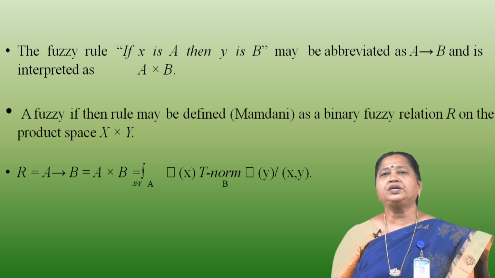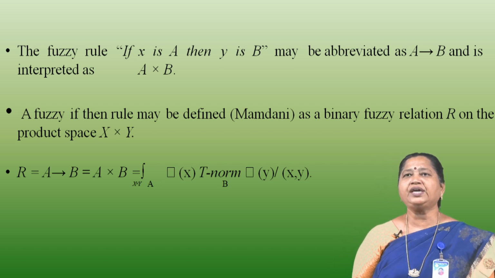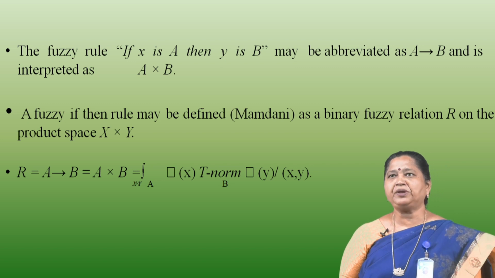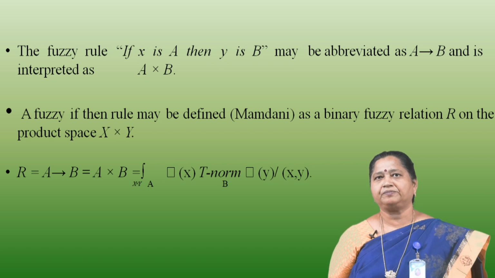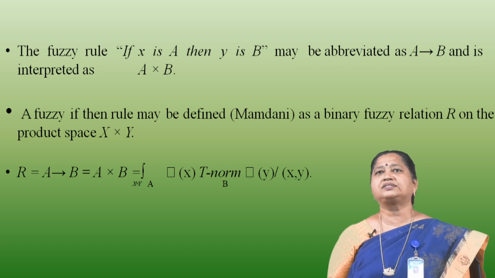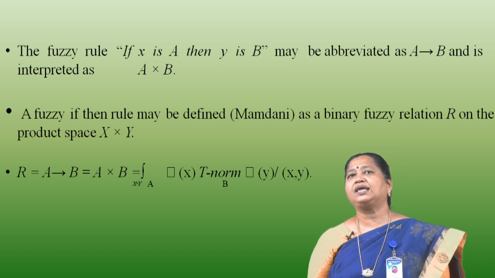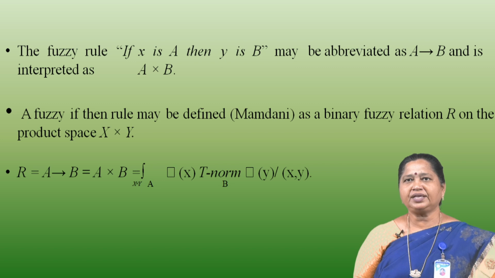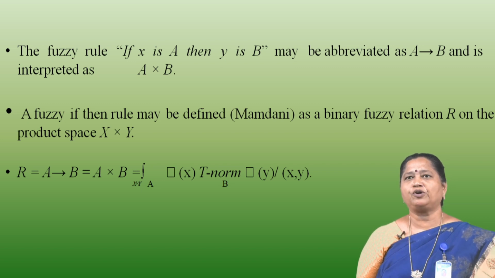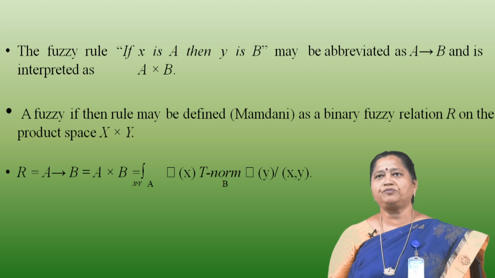The fuzzy rule if x is A and y is B may be abbreviated as A tends to B and is interpreted as A cross B. A fuzzy if-then rule may be defined as a binary fuzzy relation R on the product space X cross Y. R equal to A to B, which is equal to A cross B, that is equal to the integral of mu A of x T-norm mu B of y over x comma y belonging to X cross Y.